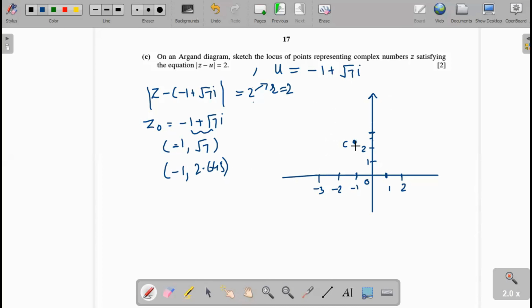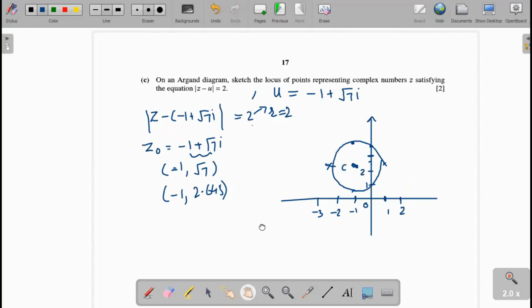Now we take 2 units below and 2 units on the right side, and same as 2 units above, and 2 units on the right side. Now we join these. Okay. And this is the locus of the point representing the complex number, and that point is the center, (-1, 2.645). This locus shows the complex number set.